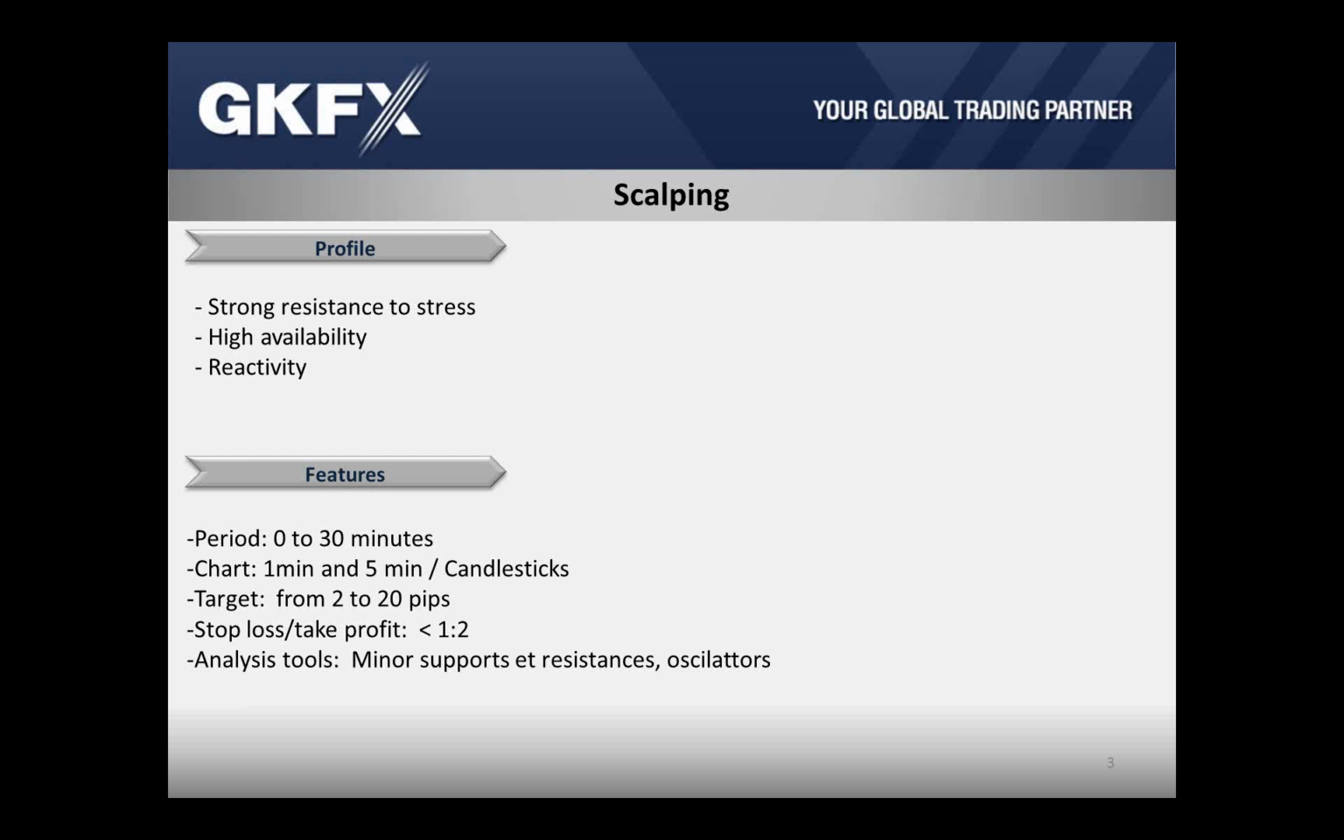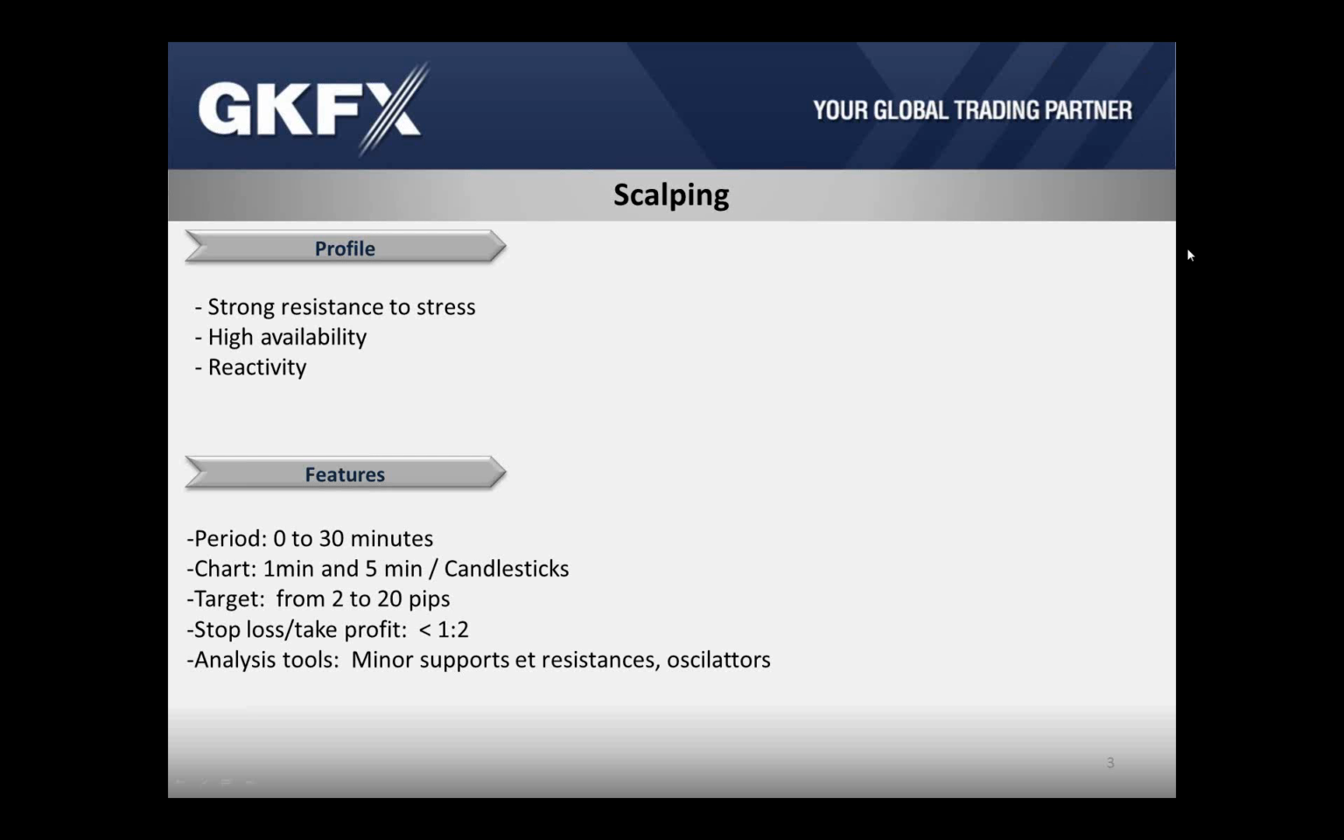Stop loss and take profit. I know that some scalpers are not using stop loss and take profit because they are watching their orders, staring at their screens. But usually the ratio is around 1.5. It's under 1 to 2, around 1.5. Now about the analysis tools, it's quite restrained. It can be minor supports or resistances and some oscillators.